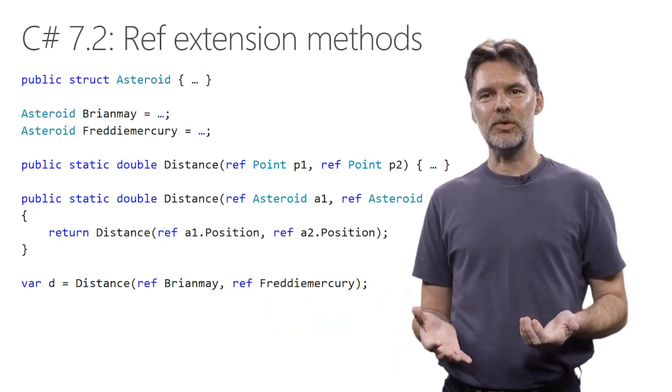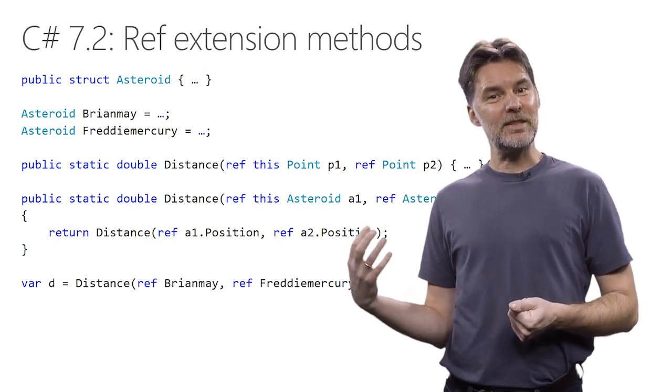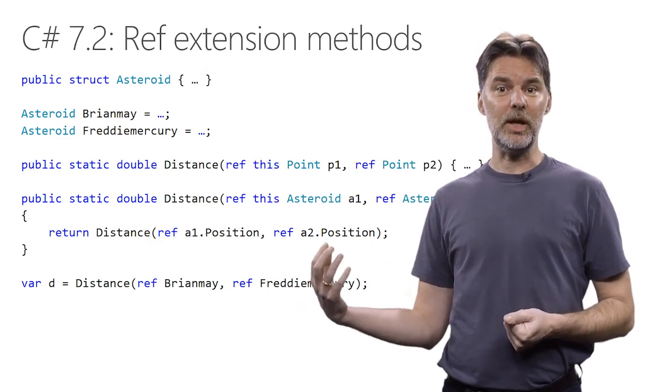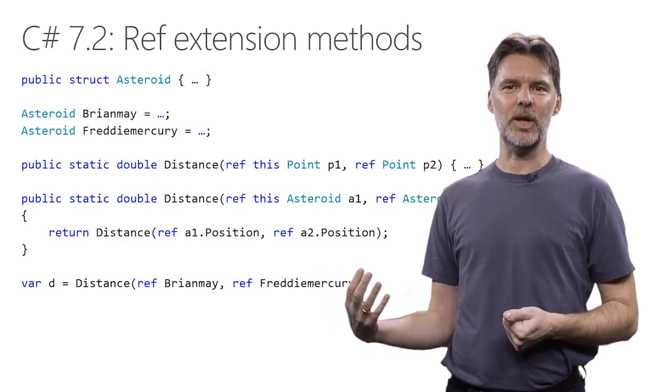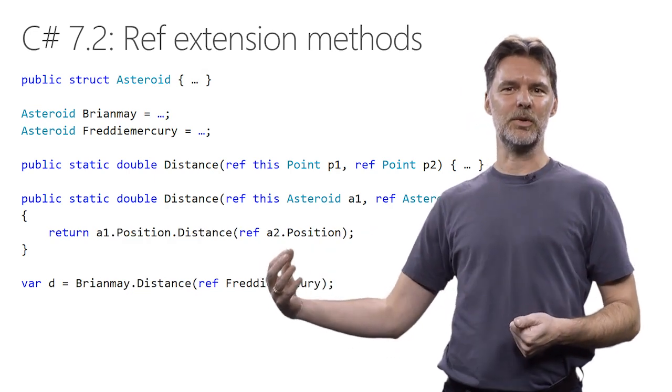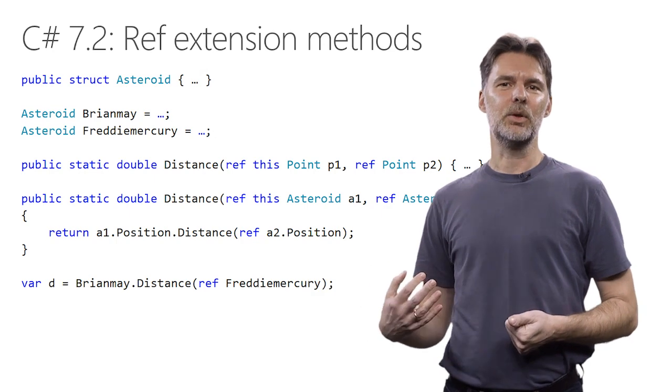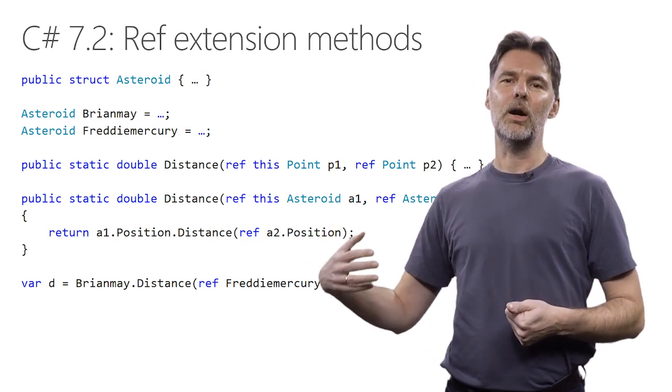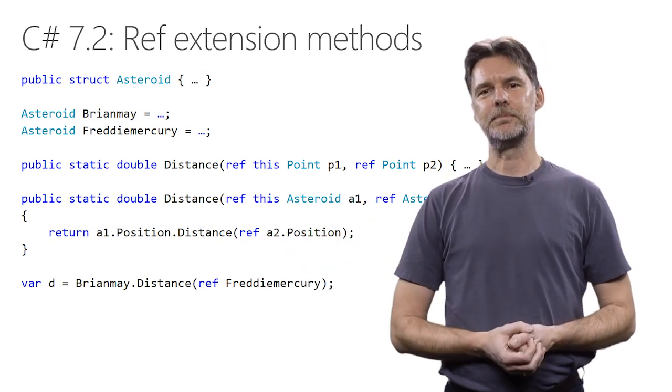Now, starting with C# 7.2, we allow the receiver of extension methods to also be passed by ref. So now we can call the distance methods using instance syntax, dotting on the receiver, whereas previously you could only put extension methods on receivers that were value parameters.